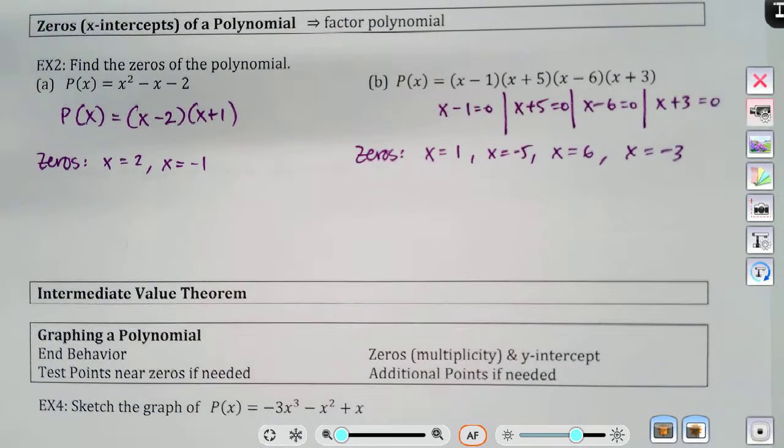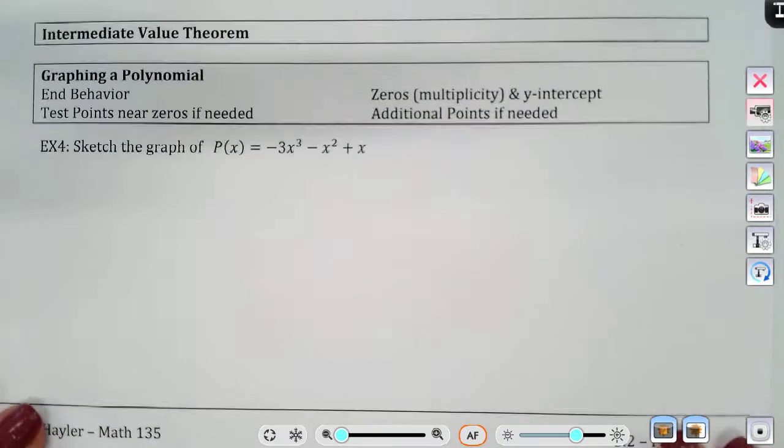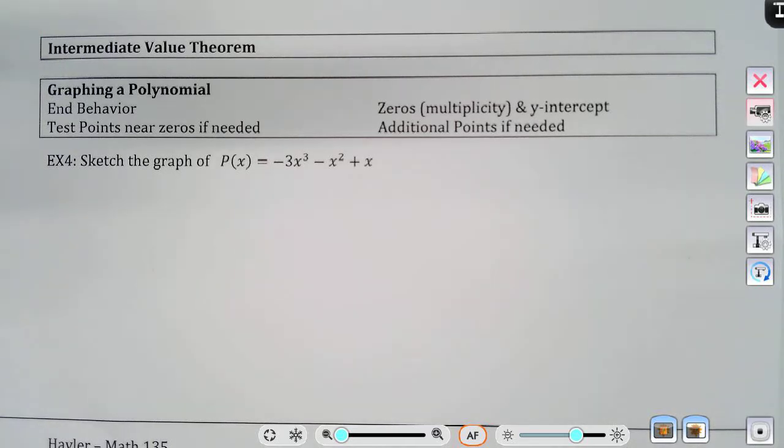All right. Intermediate value theorem. Okay, let me just shift this. So graphing a polynomial. When we're graphing a polynomial, the things we want to look for are the end behavior.